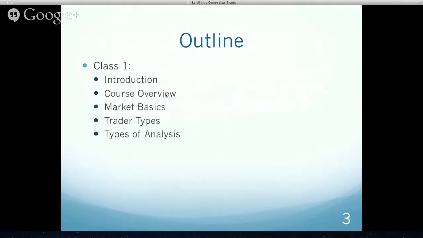All right, for today's class, we'll do a quick introduction. We'll do a course overview. We'll talk about some basics in the market, different types of traders that are out there, and types of analysis. And if you have your guidebook handy, you can go ahead and pull that out, and you can follow along through that.